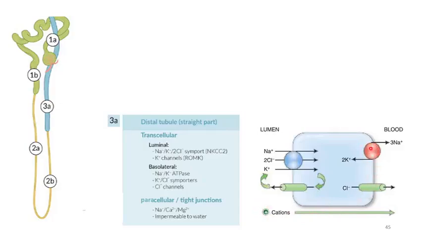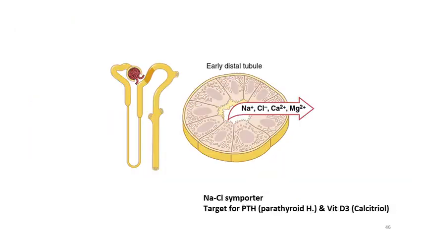In the basolateral membrane, other than the sodium-potassium pump, a type of chloride channel and also a potassium chloride symporter is present. In the early distal tubule, the sodium chloride symporter plays a role in reabsorption of sodium chloride, and calcium and magnesium are reabsorbed in this part of the early distal tubule. This area is a target for PTH or parathyroid hormone and vitamin D3 or calcitriol to increase reabsorption of calcium from this part.